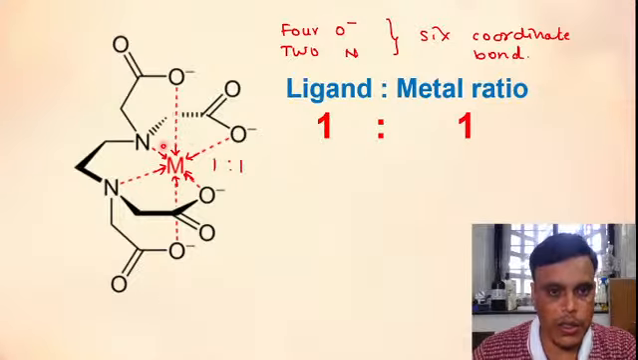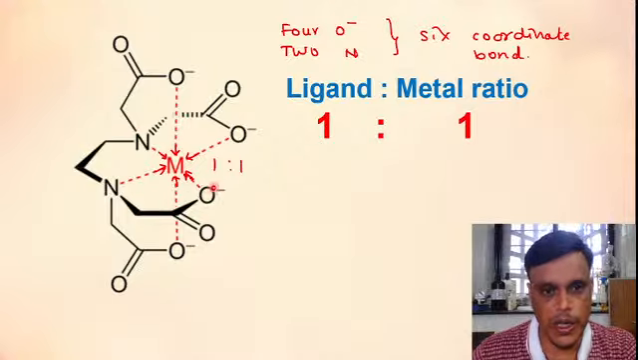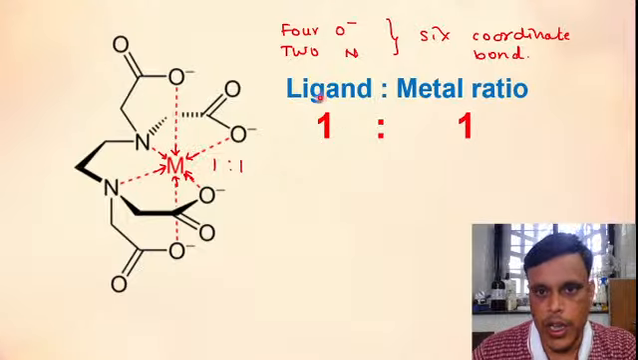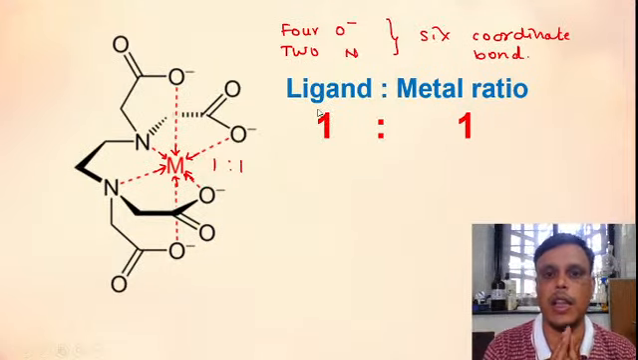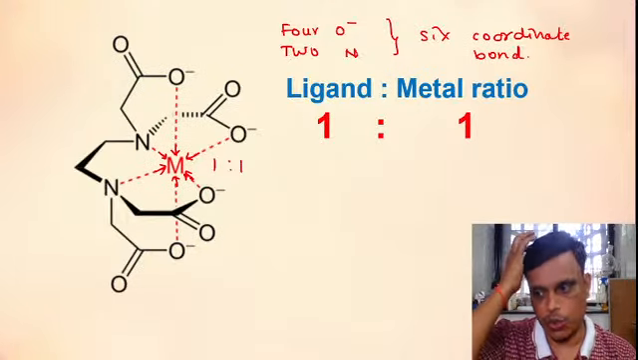This whole structure belongs to whom? To a single molecule. Only one molecule of EDTA is present in this. Okay. So ligand is 1, and if you see, metal is also 1. So the ligand to metal ratio in this complex is 1:1. Please remember this. The ligand to metal ratio in a metal chelate when EDTA is present is 1:1.